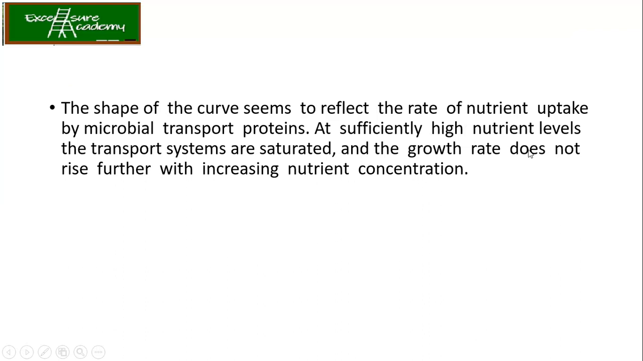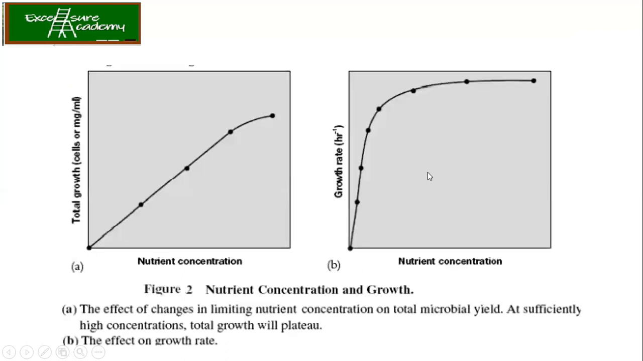So at sufficiently high nutrient level, the transport systems are saturated and the growth rate does not rise further with increasing nutrient concentration. So here you can see the effect of the nutrient concentration. In this case, it is the effect of the changes in the limiting nutrient concentration on total microbial yield. So what is happening at the sufficient, maximum high concentration? The total growth will plateau. क्यों? क्योंकि सारा saturate हो चुका है. We are not taking further nutrient concentration, right?